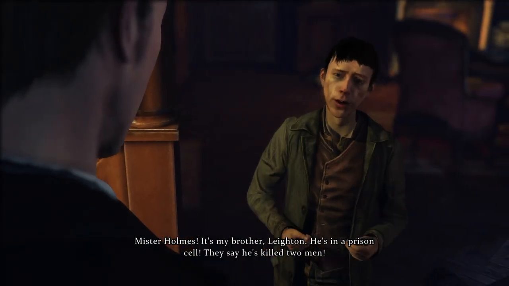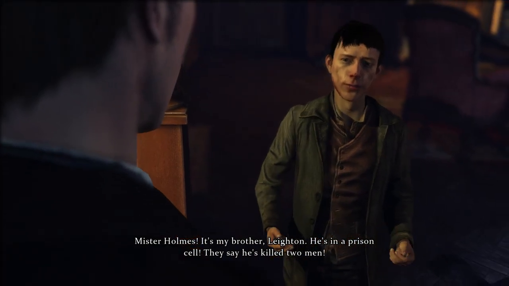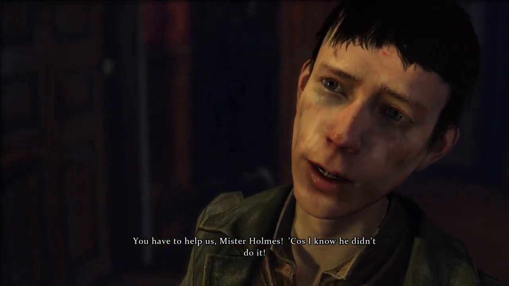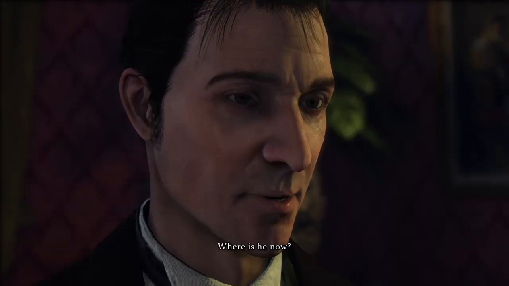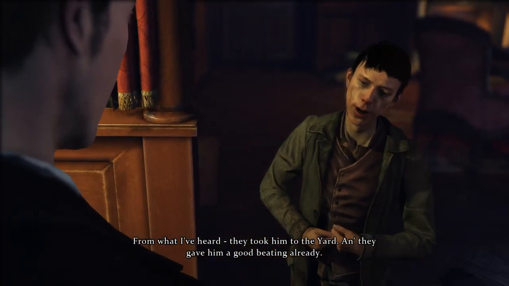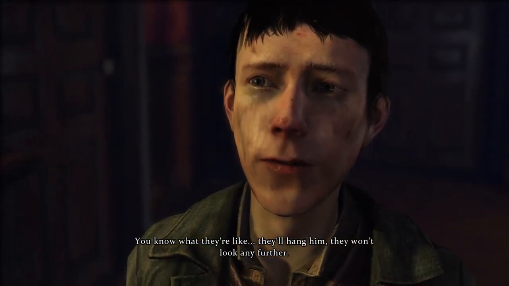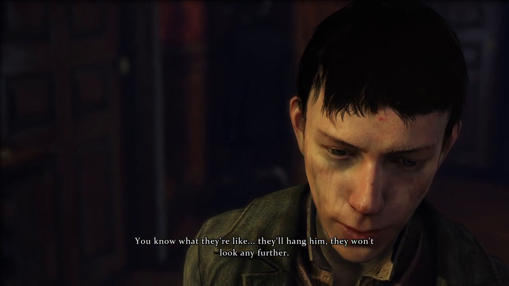Mr. Holmes, it's my brother Leighton. He's in a prison cell. They say he's killed 2 men. You have to help us, Mr. Holmes, because I know he didn't do it. Where is he now? From what I've heard, they took him to the yard, and they gave him a good beating already. You know what they're like. They'll hang him. They won't look any further.